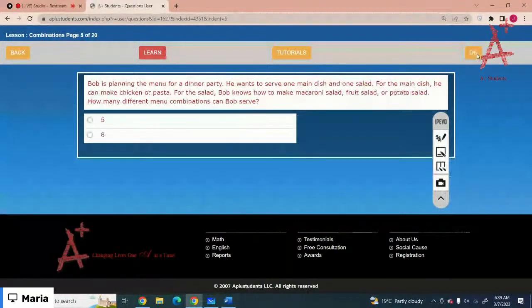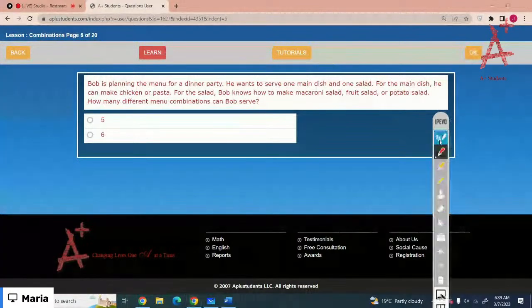Okay, Bob is planning the menu for a dinner party. He wants to serve one main dish and one salad. For the main dish, he can have chicken or pasta. Two possibilities here. For the salad, Bob knows how to make macaroni salad, fruit salad, or potato salad. Three for salad. So you need to calculate the total combinations. So 2 times 3 is 6. Got it? That means the total combinations are 6.